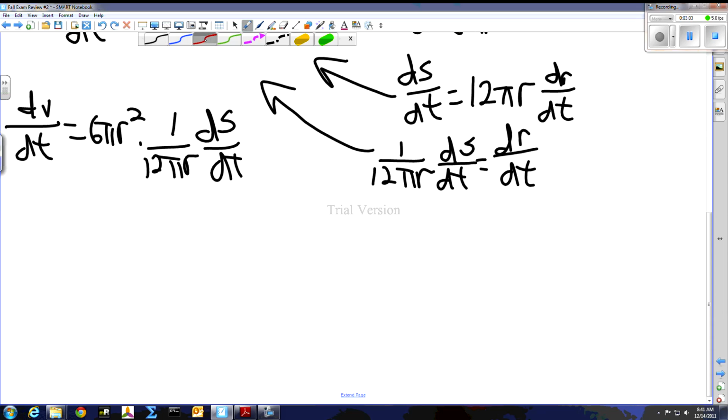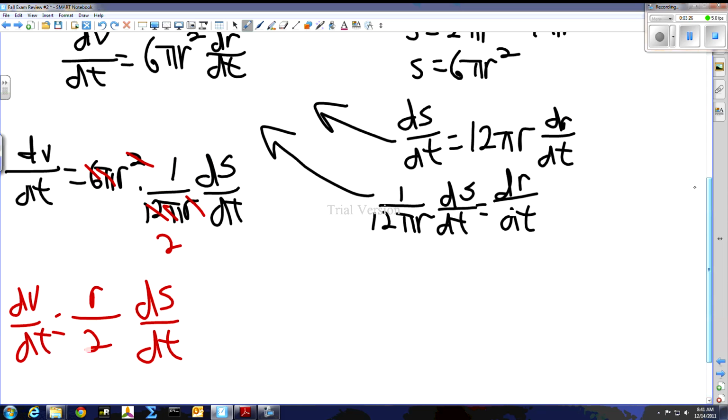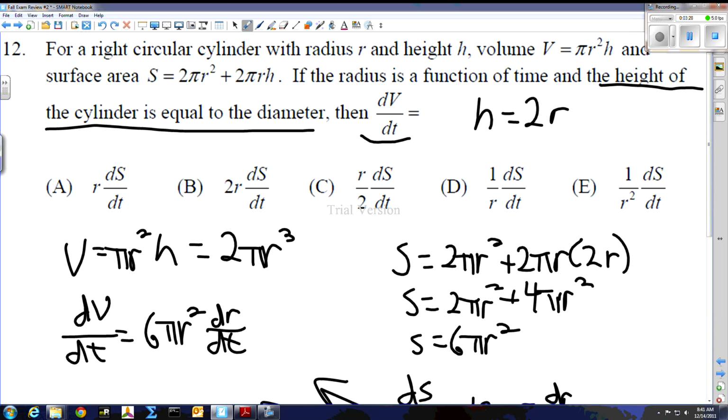Now if we begin eliminating what we can by canceling out, we see that the pi's go away. The r here cancels with one of the r's here, and the 6 cancels with this, leaving a 2. So we have an r in the top, a 2 in the bottom, ds over dt, and that is our final answer for what dV over dt is. And if we look back up here, it is answer choice C.